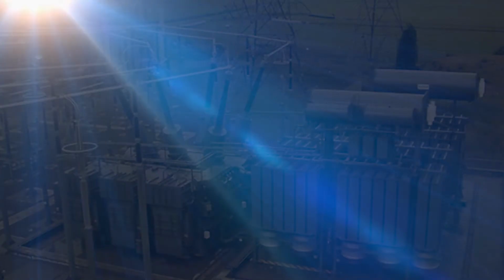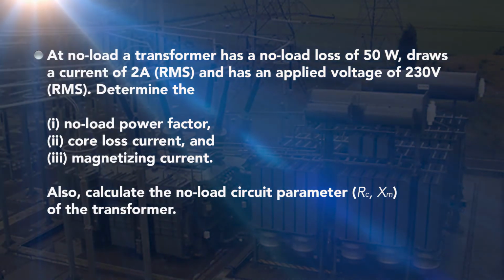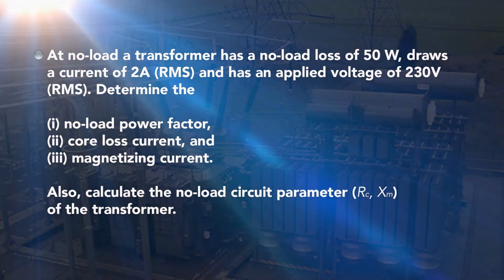Now we will take one example on the basis of the previous discussion. At no load, a transformer has a no load loss of 50 watt. That means this P naught is 50 watt, which draws a current of 2 ampere RMS and has an applied voltage of 230 volt. This is also RMS voltage.